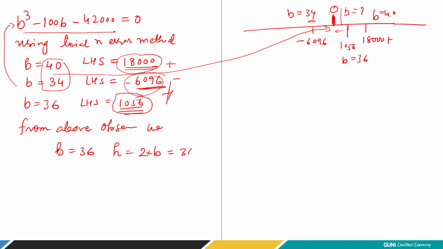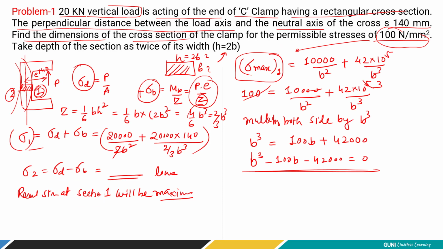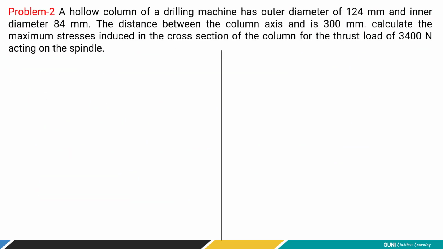Okay, so 36 into 2, 72 millimeter. So the rectangle section of C clamp, H is equal to 72 and the width is equal to 36 millimeter. Okay, so these are the dimensions we have to keep to take an eccentric load of 20 kilonewton at an eccentric value of 140. So this is how to design the section subjected to eccentric loading.